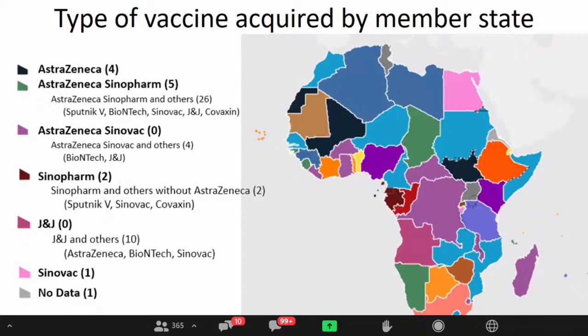Almost all countries are using more than one vaccine on the continent. So there are combinations. There's no country that is using J&J alone. J&J is used with others. Sinopharm is used with others. Sinovac is also used with others.